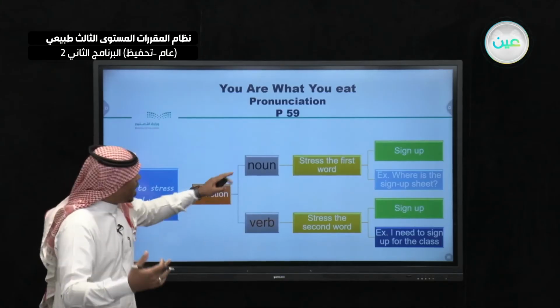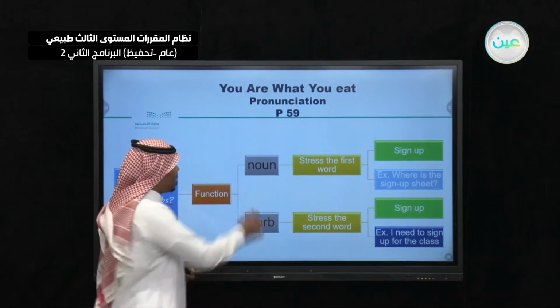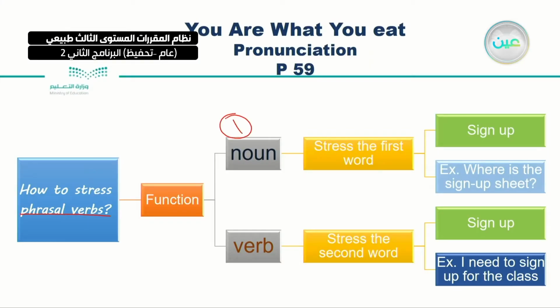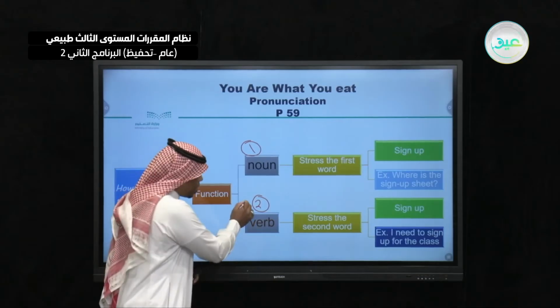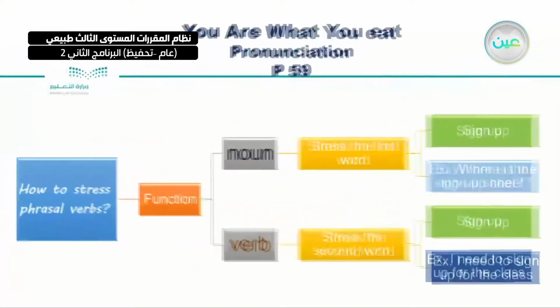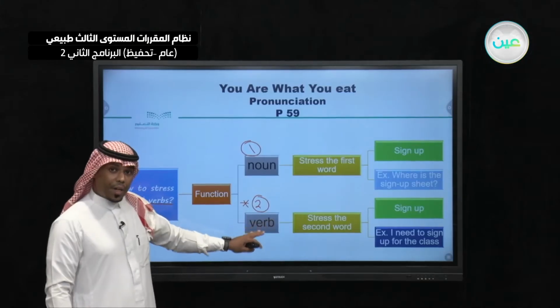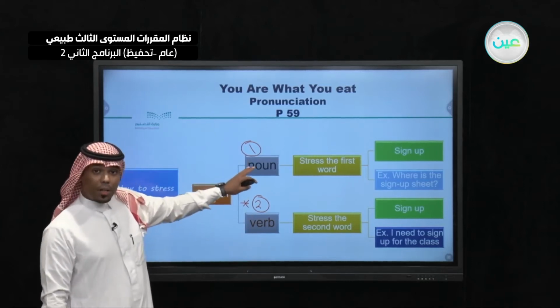Okay, is it a noun or a verb? So here, this is number 1, and this is number 2. Our lesson mainly will focus on number 2. So we are going to focus actually on this one. Number 2 here is a verb. What about number 1? A noun.